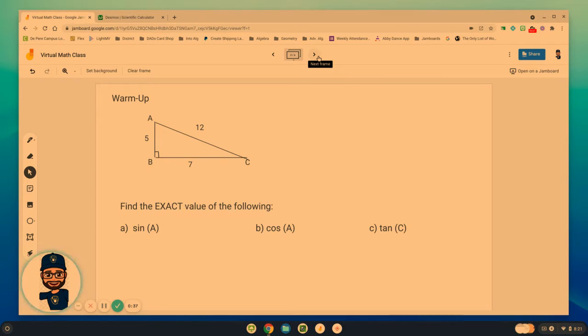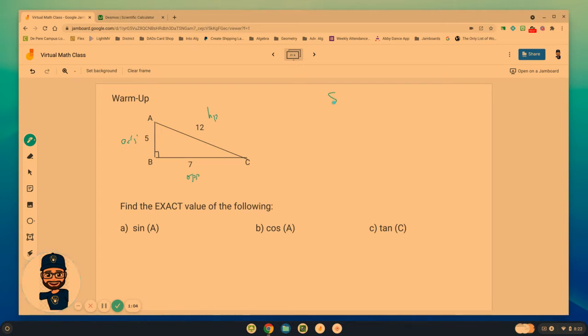So if you would please take a few minutes to pause the video here and try to answer all three of those. Okay, the sine of A. So number one, if we're working at A, this is my hypotenuse, this is the opposite side, and this is the adjacent. So that's number one. We have to figure out the names.